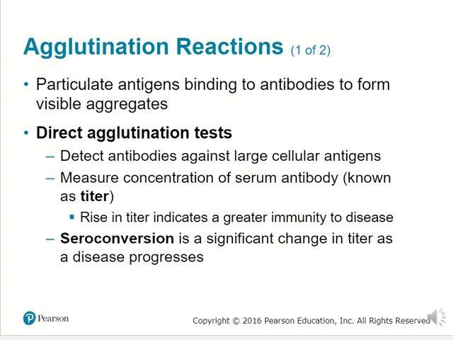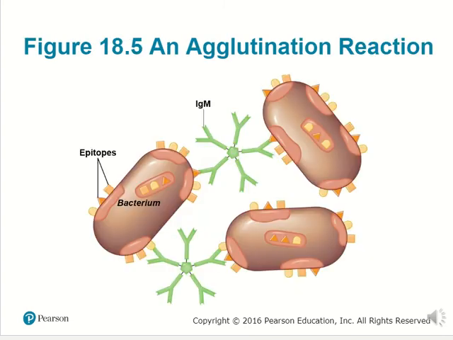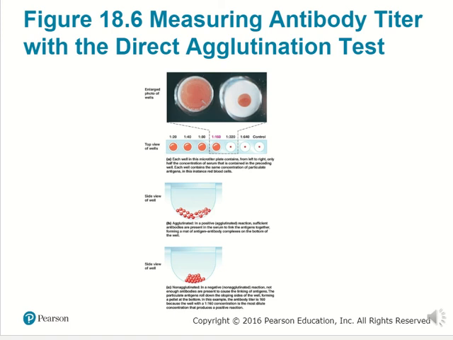Now there is seroconversion. It's a significant change in titer as the disease progresses, say from not having many antibodies to having a significantly greater amount or a greater titer. And agglutination reaction, well, basically immunoglobulin M binding to receptors on infectious bacteria, forming aggregates. A process of measuring titer with a direct agglutination test.